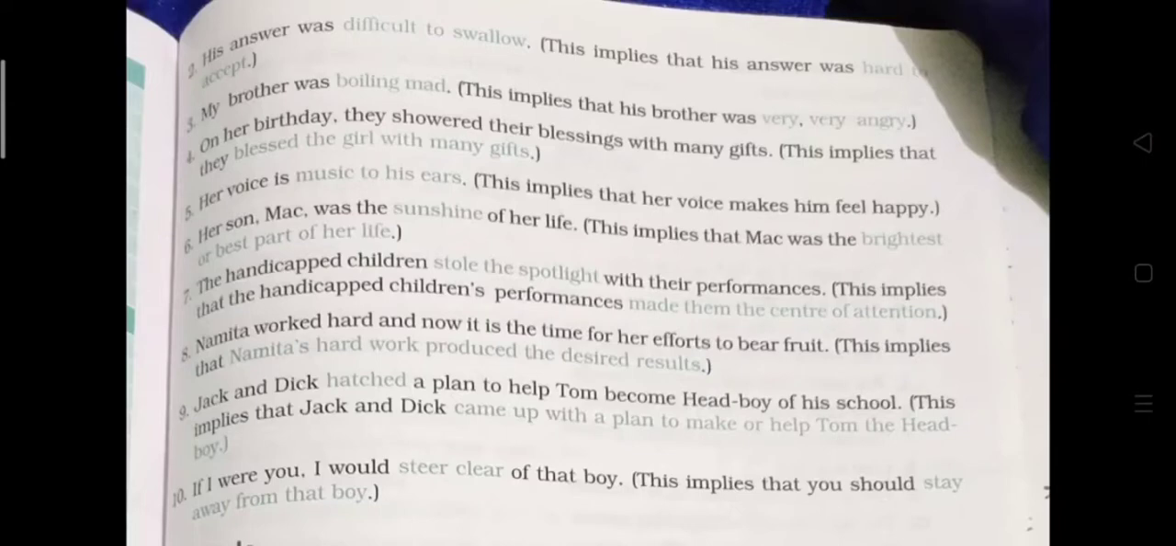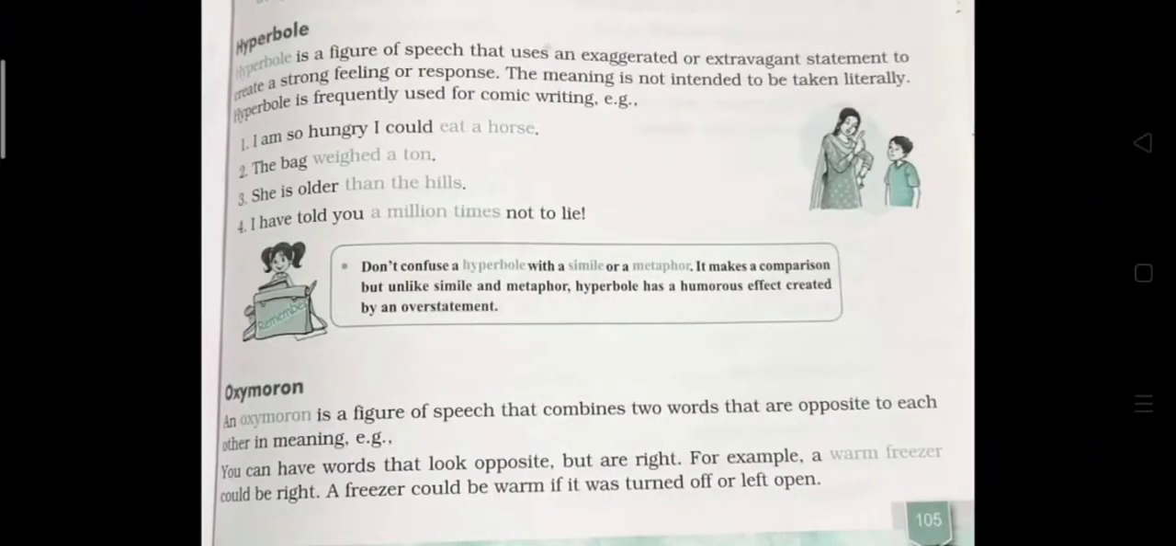My brother was boiling mad. Can someone boil mad? Can a human being boil without any fire being put to him? So, my brother was boiling mad. This implies that his brother was very much angry. Okay. So, these are the examples. You have to read them.